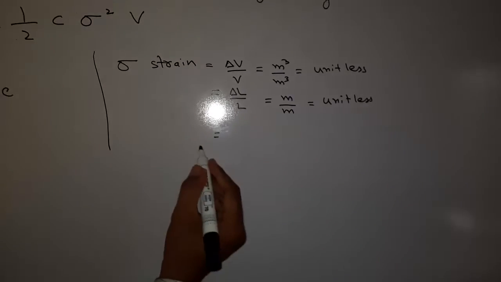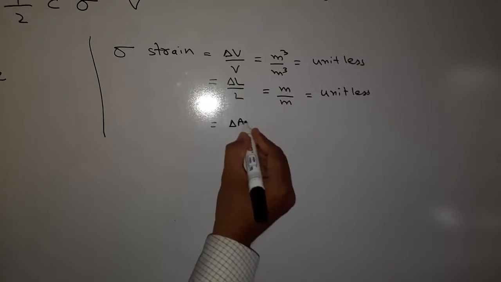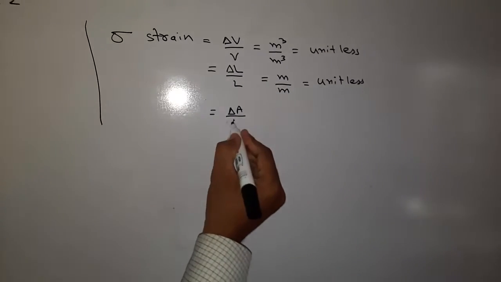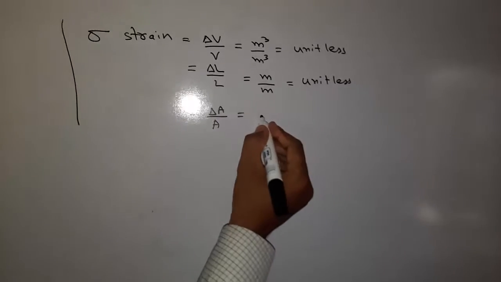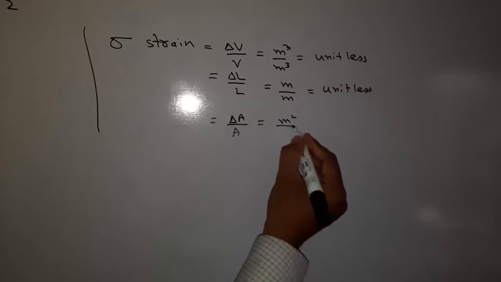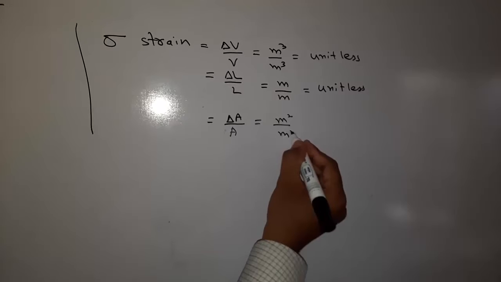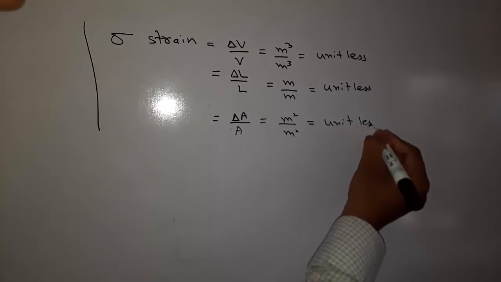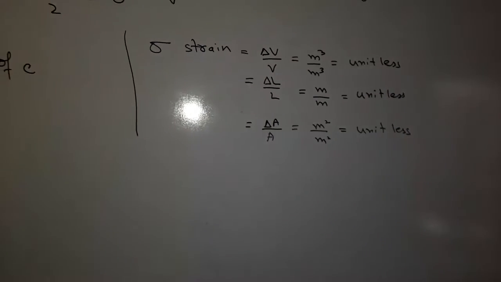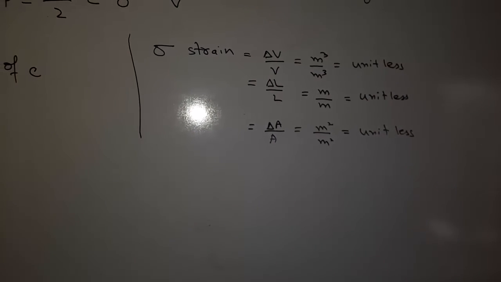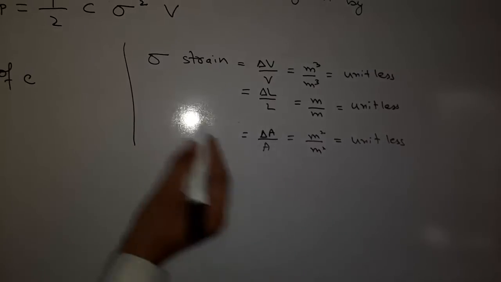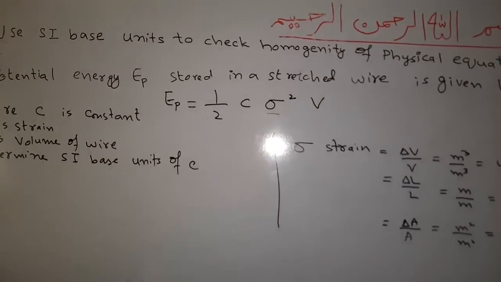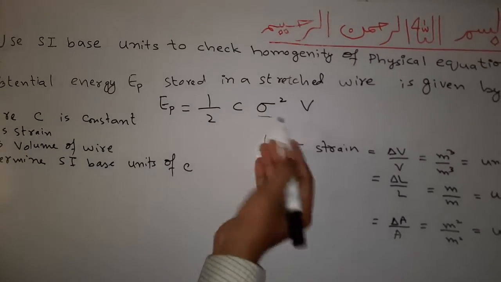And if it is shear strain, it means delta A over A. Delta A is the change in area, which is also measured in meter square, over A, which is also meter square, so that will be cancelled out again. Unitless means whenever we have strain, it has no unit. So we will write unitless, meaning no unit. So it's a square becomes a square, also unitless.